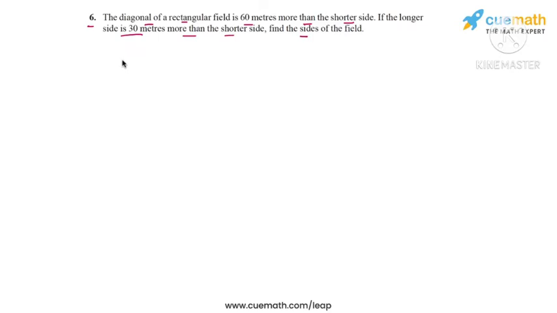So I'm going to draw a rectangular field which represents the rectangular field given in the problem, and then I'm going to draw the diagonal of this field. So this is one of the two diagonals, and now let's assume a variable x for one of the dimensions. So let's say that the shorter side is x meters. This means that the longer side is 30 meters more than the shorter side, so the longer side will be x plus 30 meters.